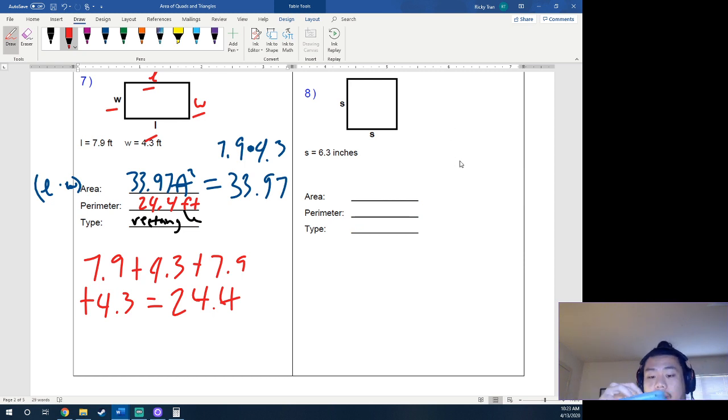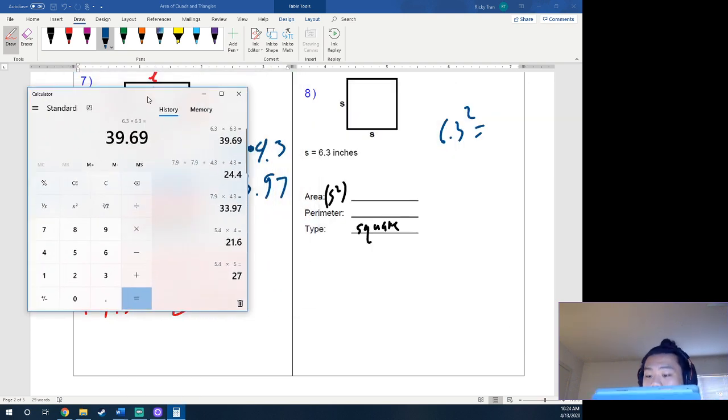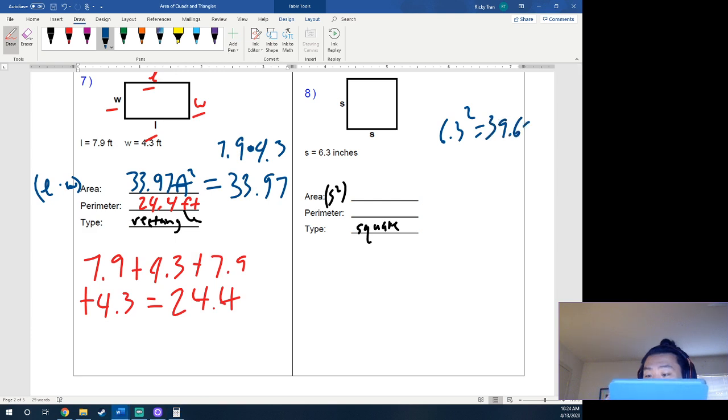Number 8 is a square. So the area is just S squared. Alright, so we have 6.3 squared, or 6.3 times 6.3, which is 39.69.